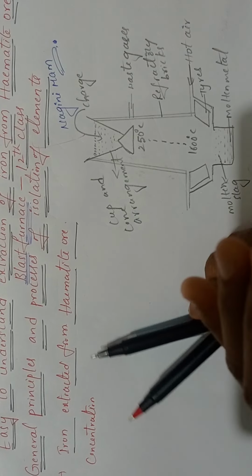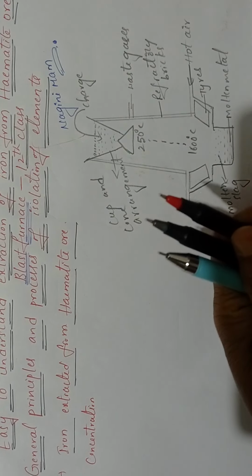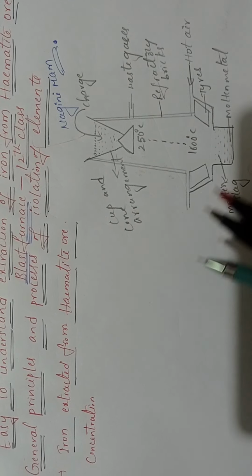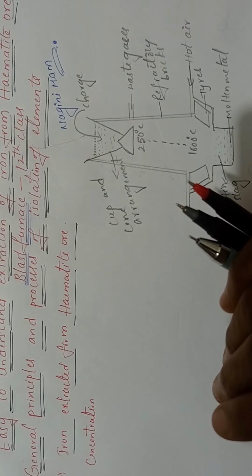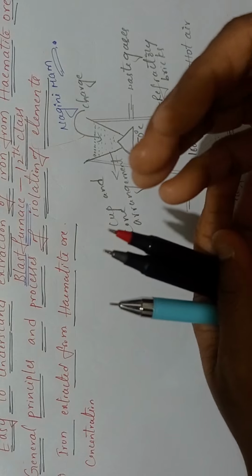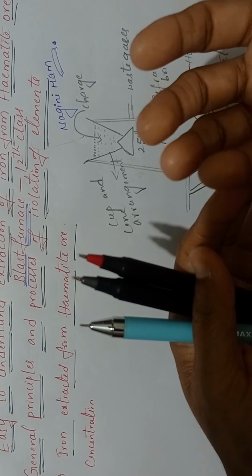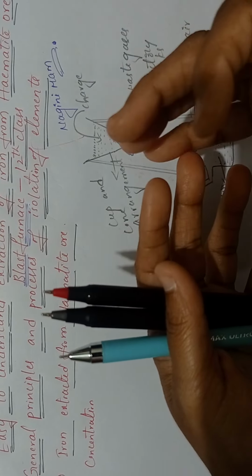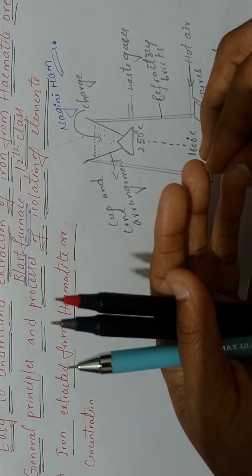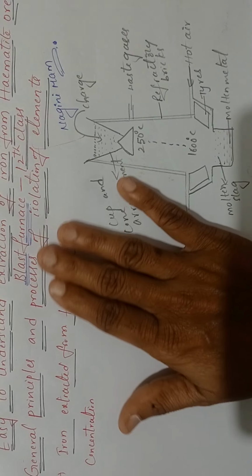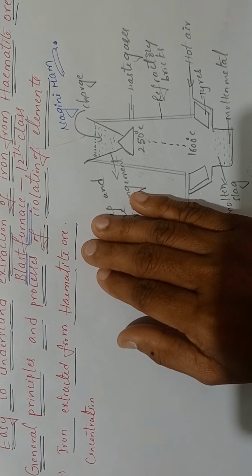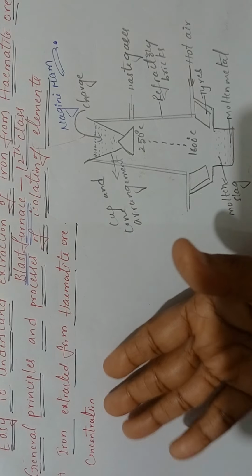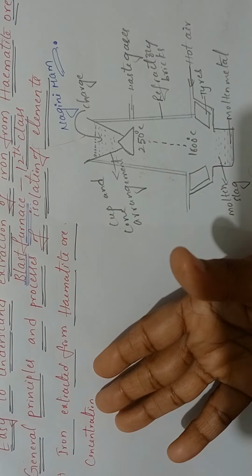So the first method is concentration of the ore. What is the concentration of the ore, students? Concentration of the ore means it is a process of removal of impurities from the ore. Are you clear? So first we have to remove the impurities present in the hematite ore. That's why we are doing concentration of the ore.